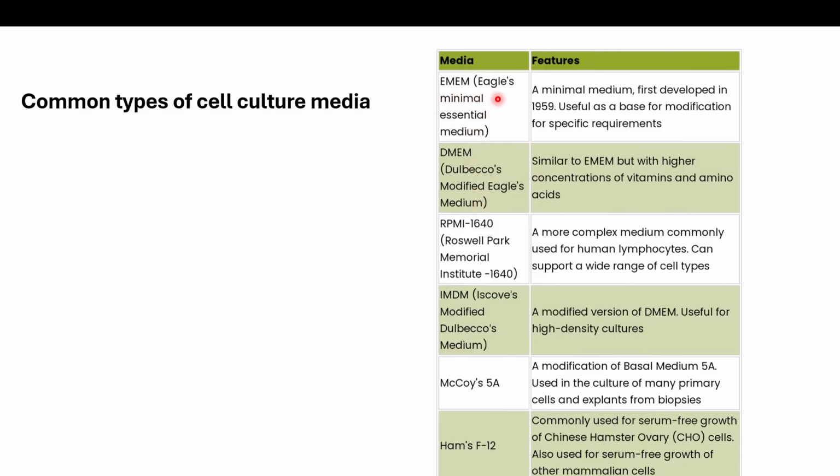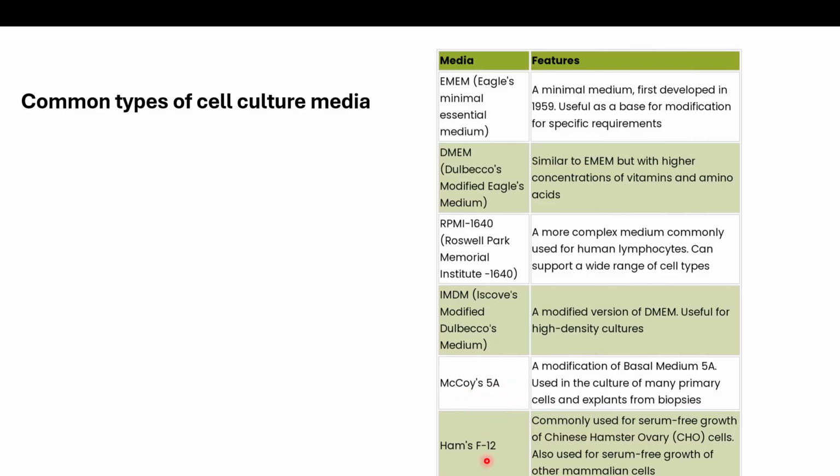So EMEM, Eagle's Minimal Essential Medium, was first developed in 1959. And then slowly all these modifications came into the picture, where higher concentrations of vitamins and amino acids were taken. And then there's this particular medium which is more complex, usually used to culture human lymphocyte cells. And then there's IMDM, which is again a modified version of DMEM for high density cultures.